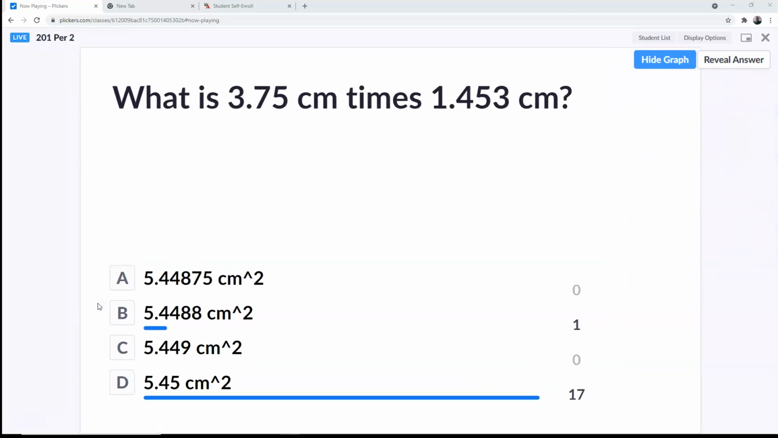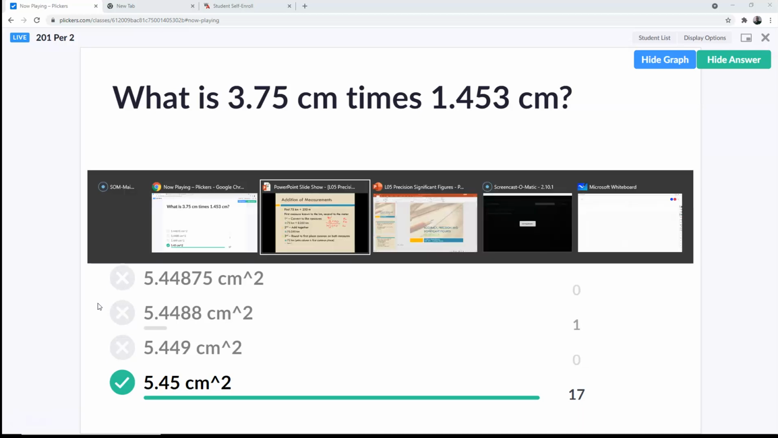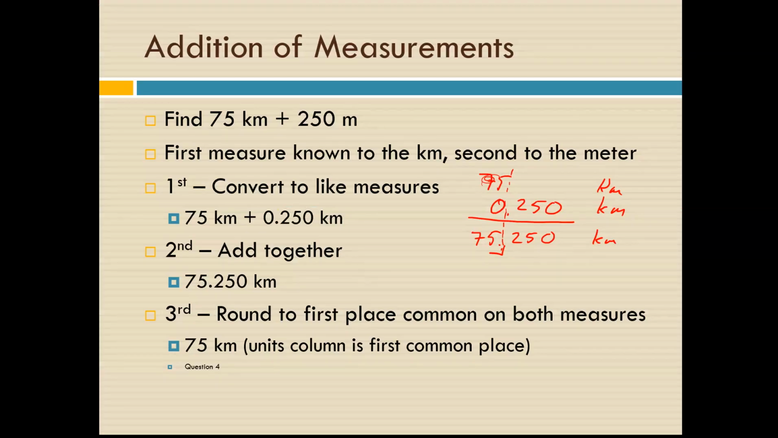You missed out on the opportunity because the answer is 17. 17 of you got correct, which was the 5.45 square centimeters. One person said 5.4488. I'm going to make a guess here that since B and D are on opposite sides on the placard, you probably got it upside down. So make sure you check it next time, okay? So anyway, the answer is 5.45 square centimeters. So let's talk about that.